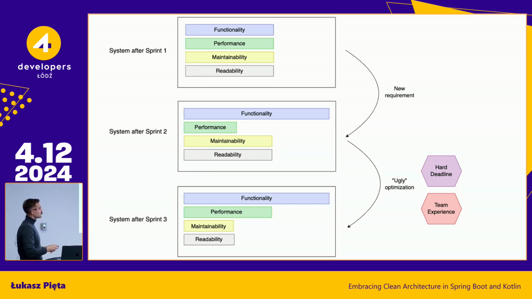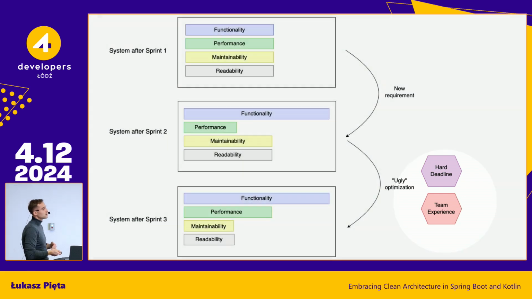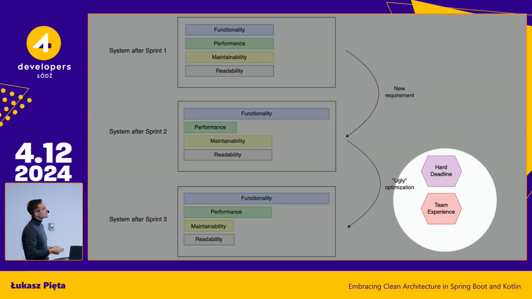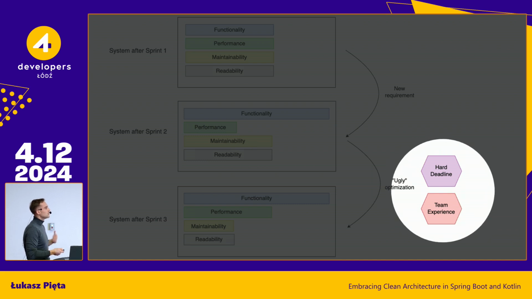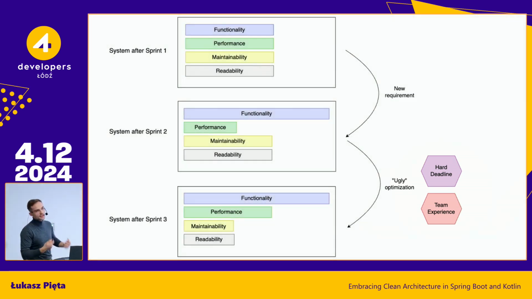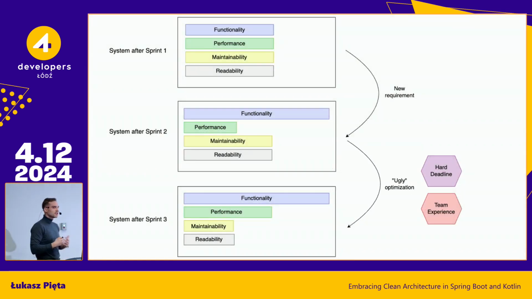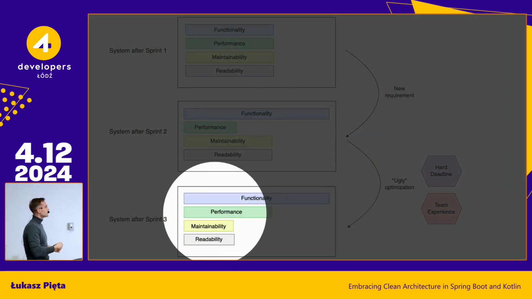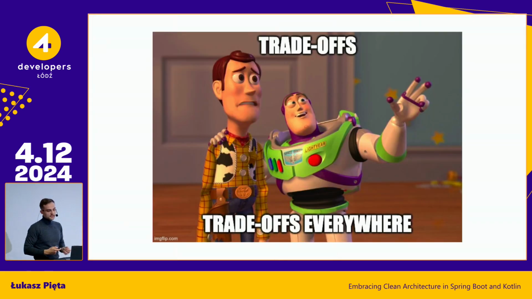However, there was one case where the team experience is one constraint, because we need to learn it. The other case is that business says, okay, but we have a hard deadline, and it's really a hard deadline, not some kind of imaginary deadline by the business people. And this way, we very often come to ugly optimization. So we can do it, we can make the performance great again. However, the maintainability and readability lowers. And this is it. This is actually what architecture is very often about.